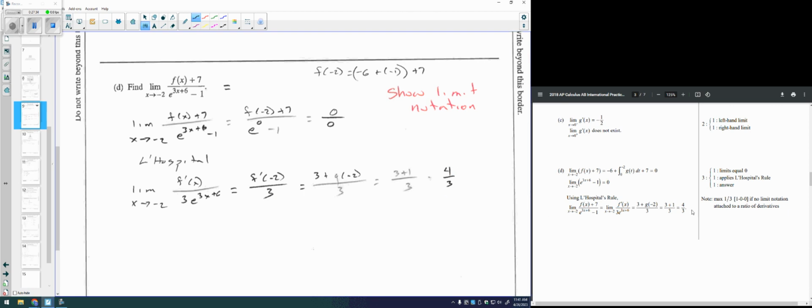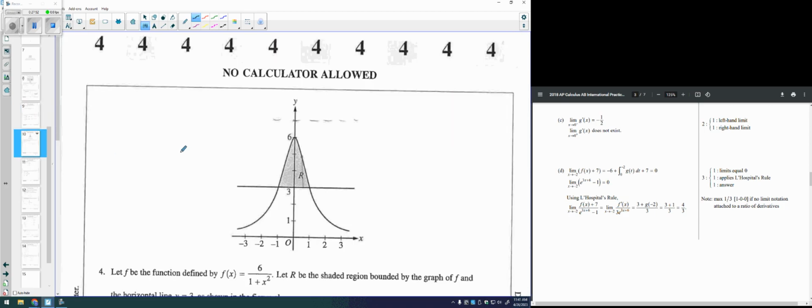Notice there, notes, maximum of 1 out of 3 if no limit notation is present. Okay, if you did not show 0 over 0, the most you can get is a 1 out of 3. All right, question 4.